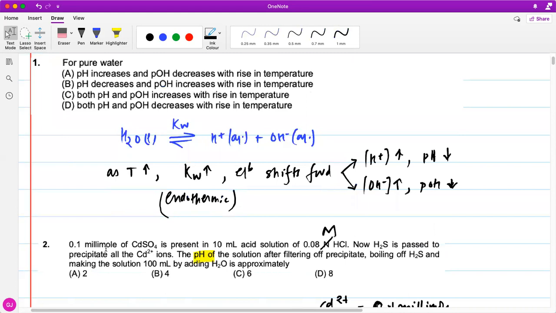Now, the second question is a relatively difficult question. It requires you to read it multiple times so as to comprehend what is exactly happening in the question. If you try to break it down in a step-by-step manner, it says 0.1 mole of cadmium sulfate is present in a solution.